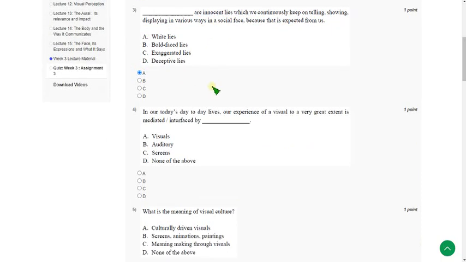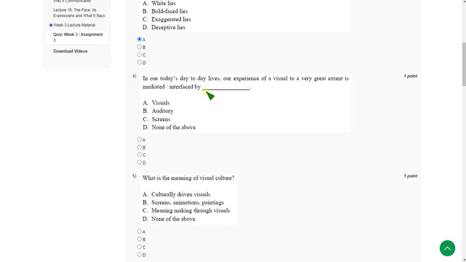And moving on to the fourth one. In our day-to-day lives, our experience of a visual to a very great extent is mediated or interfaced by. So the answer is option C, screens. We are looking at TV screens, phone screens, computer, laptop screens, etc. So it is screens. Option C.